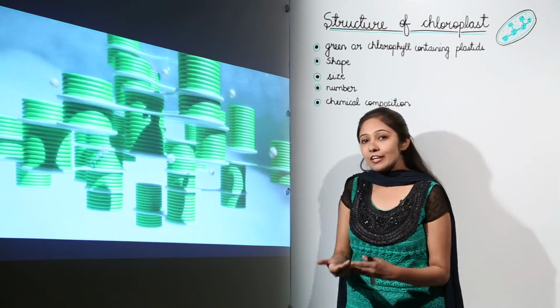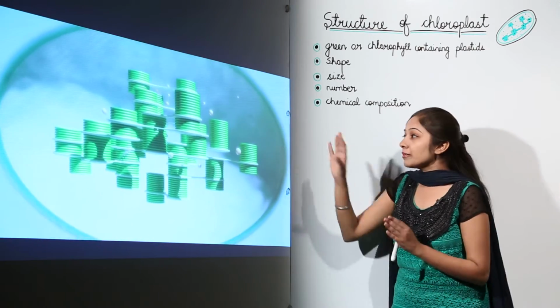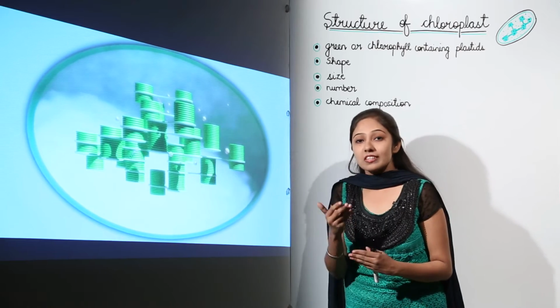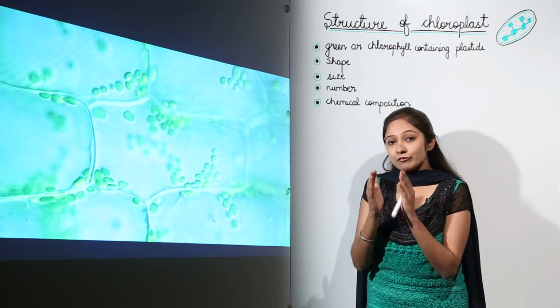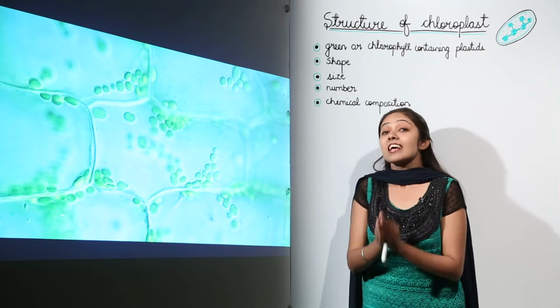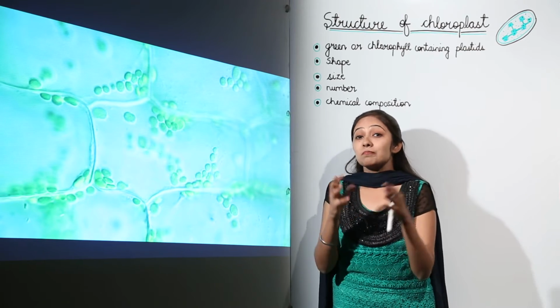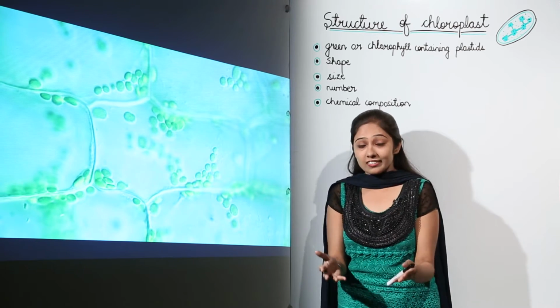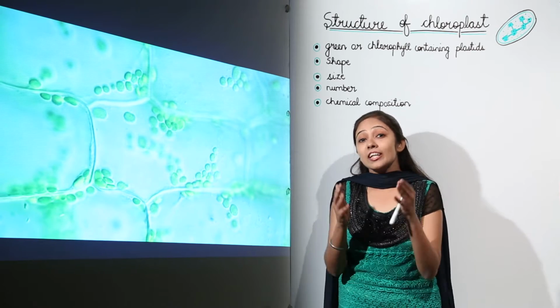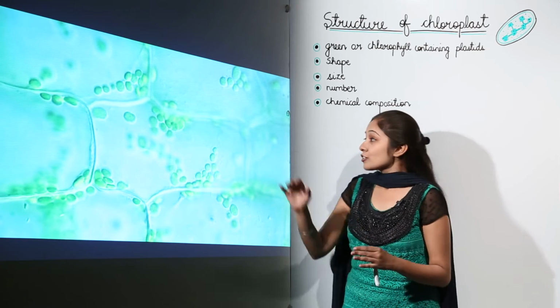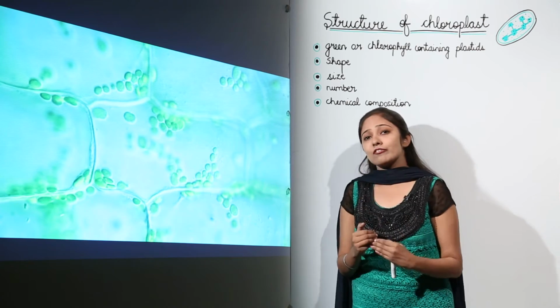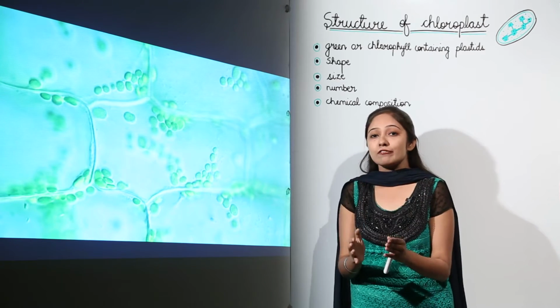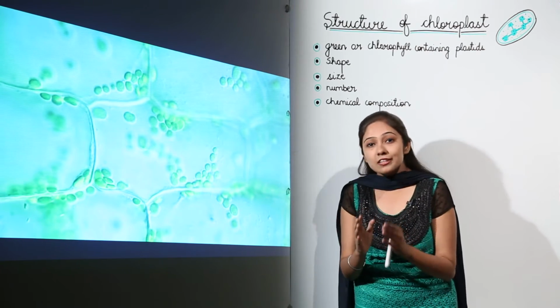How does it account for life on earth? Because if there are chloroplasts, there is going to be photosynthesis. If the plants make their food by the photosynthesis process, then only are the plants going to be there on this earth, and if the plants are there, then only are we going to be here. So for all life, not only for us, for all life forms, plants are an integral part.